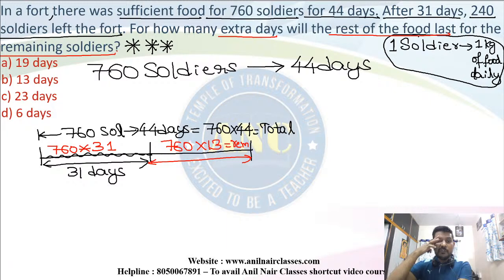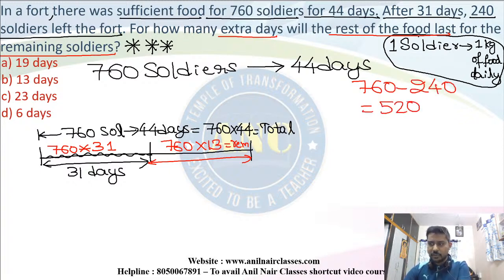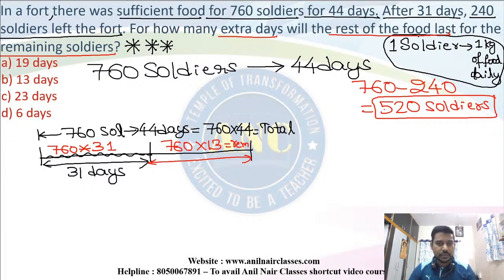Now, out of 760 soldiers, 240 soldiers left the work. Think logically once again. Out of 760 soldiers, 240 left. Only 520 soldiers are remaining right now. Soldiers reduced from 760 to 520.